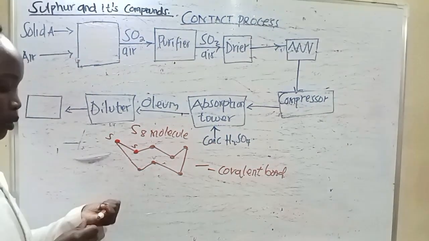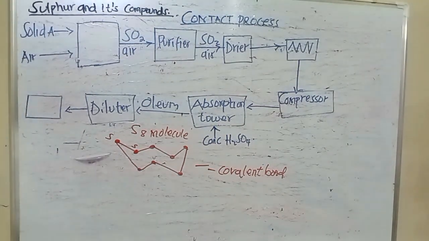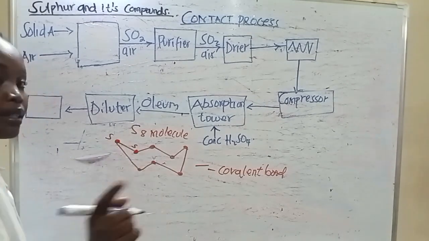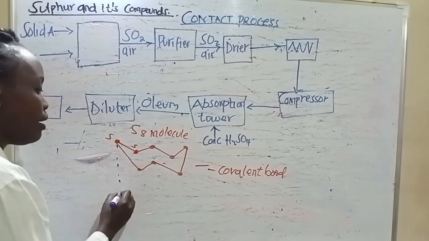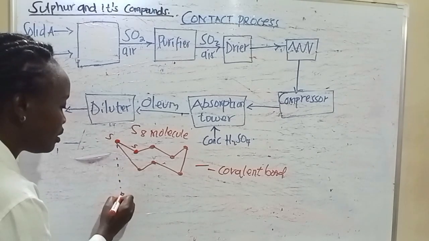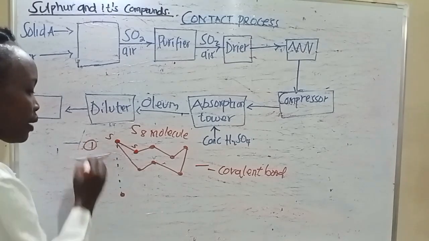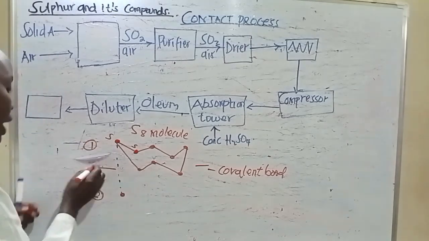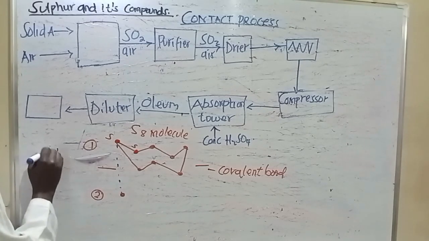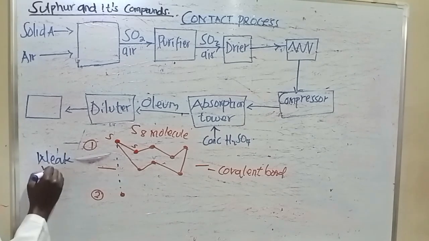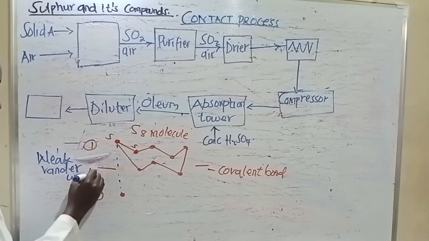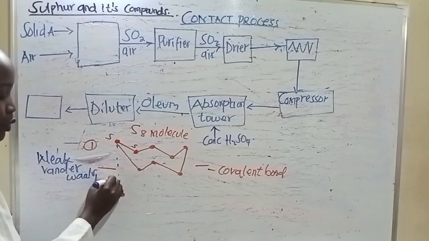Another thing that we need to know is that between one sulfur molecule, this is one sulfur molecule, and another sulfur molecule, we have weak van der Waals forces of attraction. So this is one sulfur molecule bonded to another sulfur molecule, and the bond that is between the two sulfur molecules is the weak van der Waals bond, or force of attraction.